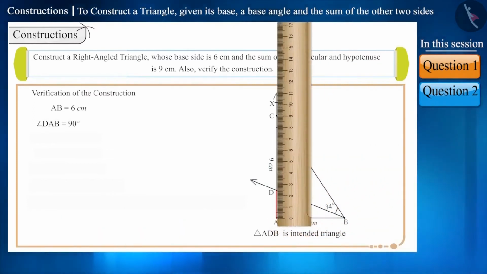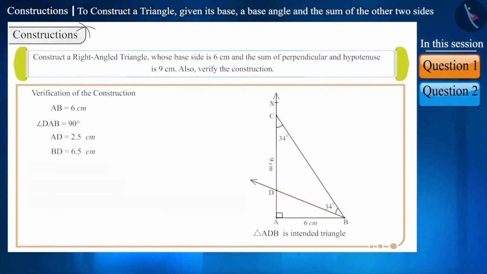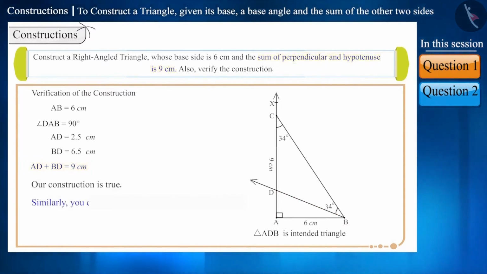Now we will measure the other two sides. Upon measuring, the length of side AD comes out to be 2.5 cm and the length of side BD comes out to be 6.5 cm. Since we have to verify the sum of the other two sides, therefore, on adding the two sides AD and BD, the sum comes out to be 9 cm. Since the given length and the length of our construction is same, therefore our construction is true.